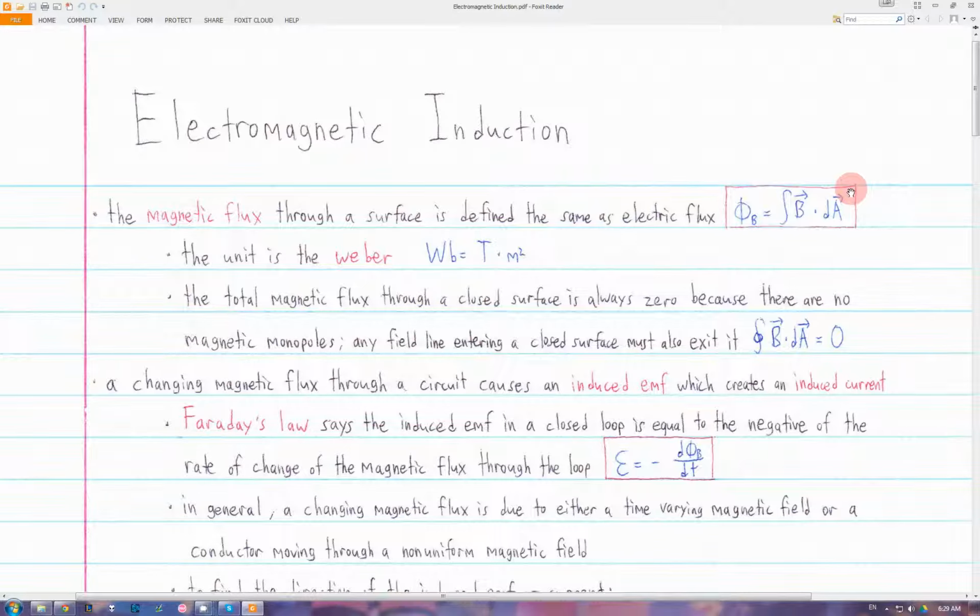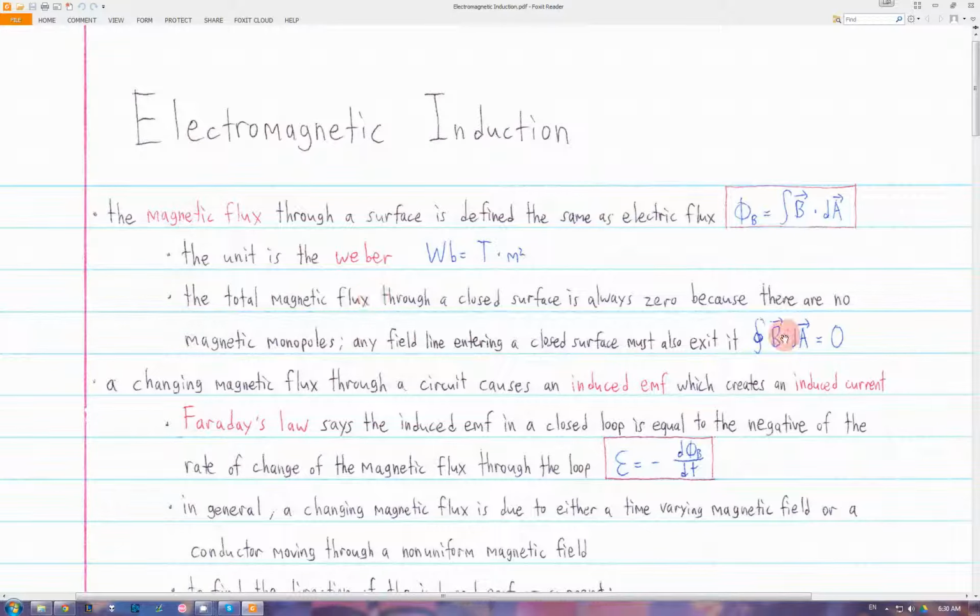So it's the same concept, and the unit of magnetic flux has a special name called the Weber, which, as you can see, is Tesla times meter squared, because we have the magnetic field times an area. Unlike the electric flux, for which we had Gauss's law, which said that the electric flux through a closed surface is always equal to the enclosed charge divided by a constant, here the total magnetic flux through a closed surface turns out to be always zero.